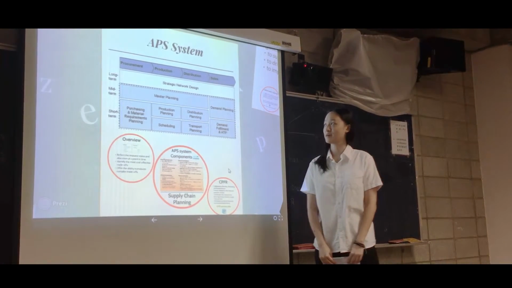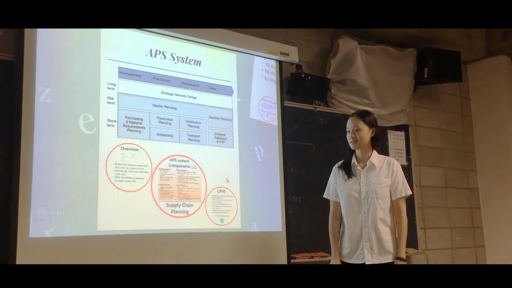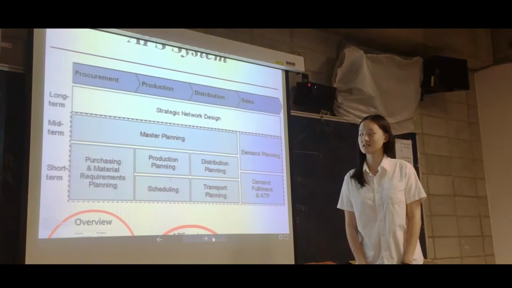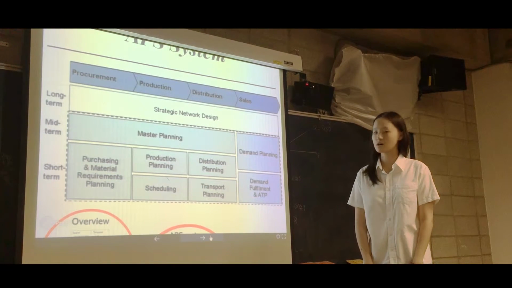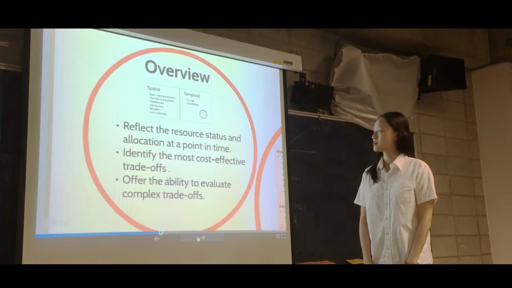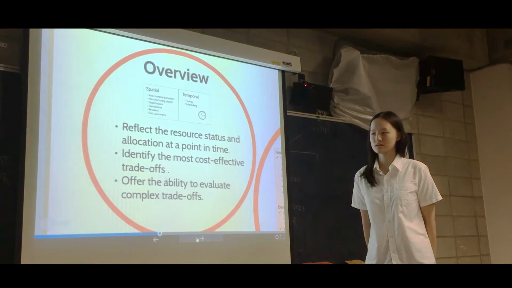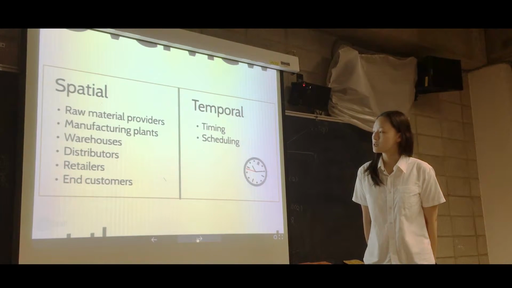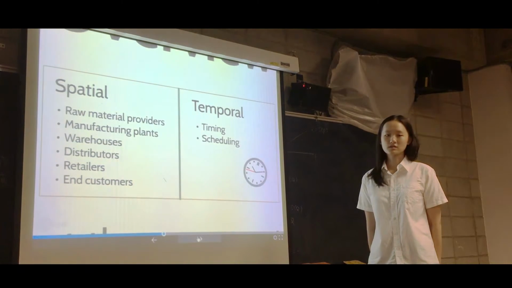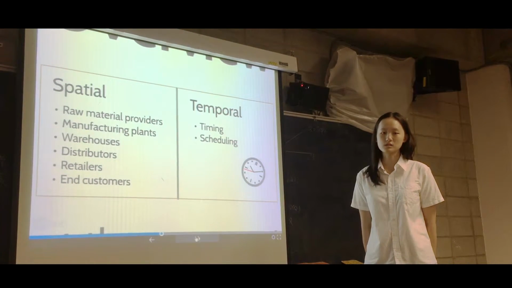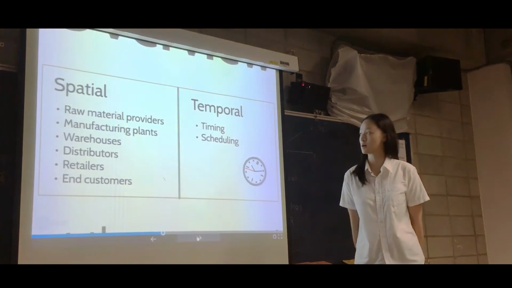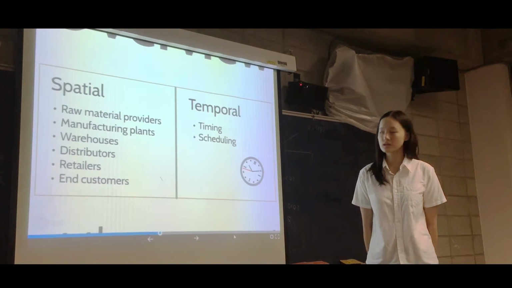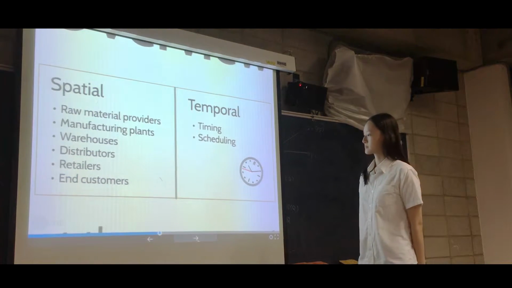I'm going to talk about the APS system. This is the picture of the supply chain. Next, we will talk about the overview of the APS system. This system can be combined into two parts. The first part is the spatial part. It includes the raw material provider, manufacturing plants, warehouse, distributor, retailer, and the end user consumer. The other aspect is the temporal aspect. It includes the timing and scheduling of the plan.